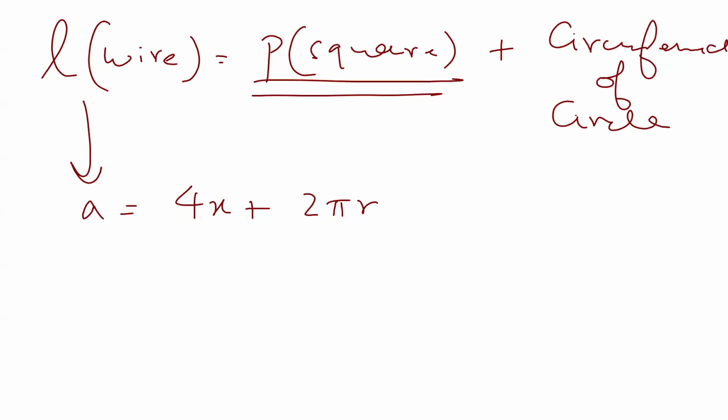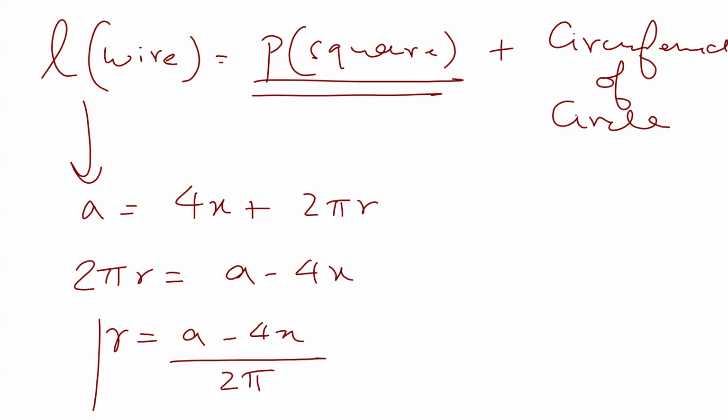Now you can write r in terms of x or x in terms of r. Not a problem. A is a constant. So 2 pi r is equal to A minus 4x. So r is equal to A minus 4x upon 2 pi. Radius in terms of side.